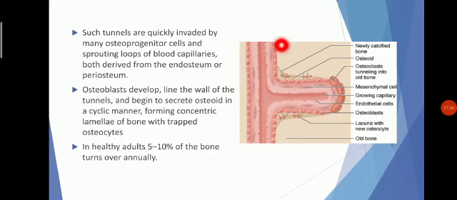So this is the newly calcified bone, this is the osteoid, and osteoclasts tunneling into old bone. These are the mesenchymal cells present. This growing capillary grows inward. Endothelial cells are present, and these are the osteoblasts which lay down new osteoid, and then new bone formation occurs. And the lacuna with osteocytes are present. This is the old bone.